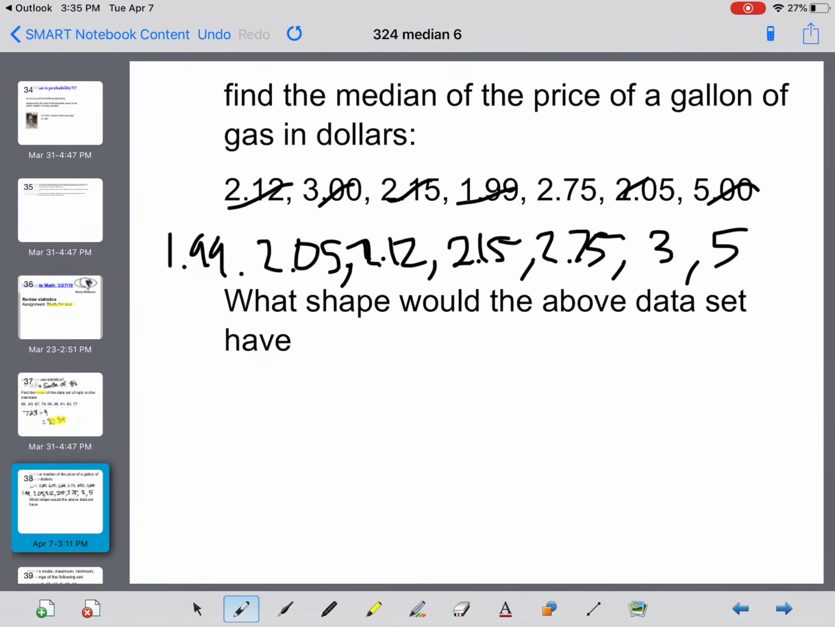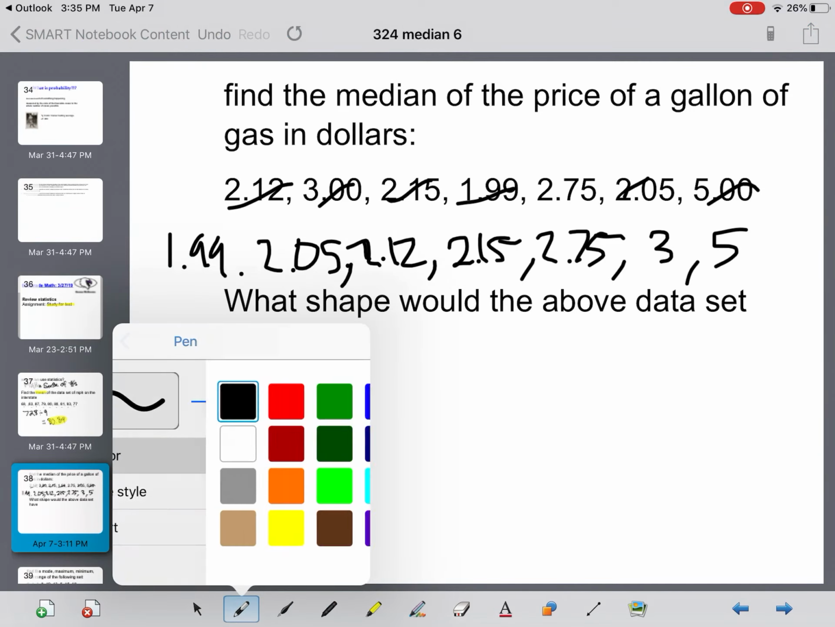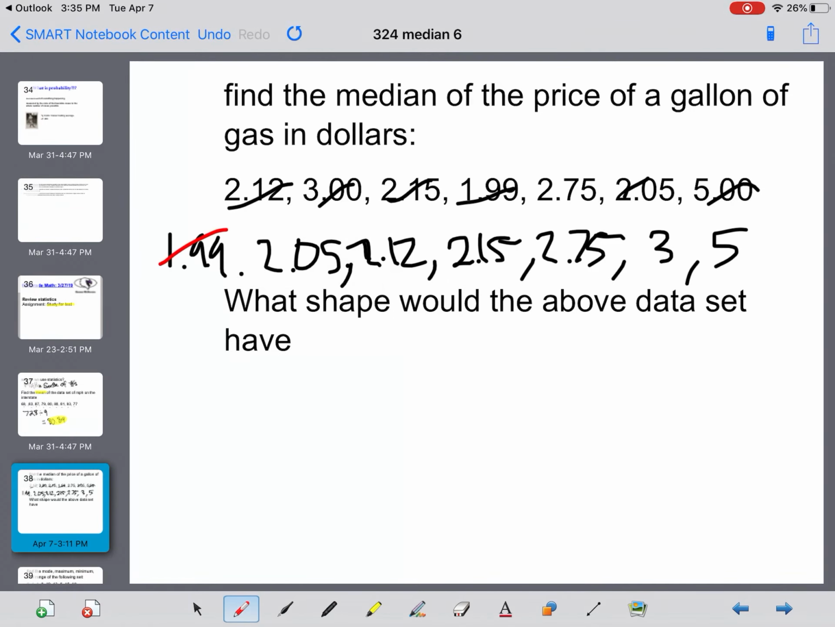Okay, so now they're in number order. Now we need to cancel them out. So we cancel out the edges and work towards the middle. Well, as we can see, the median is going to be $2.15.